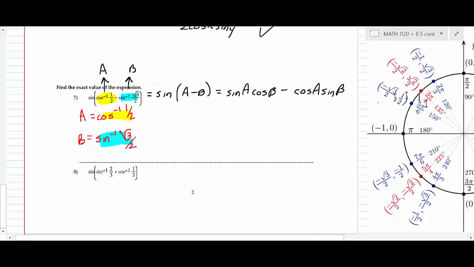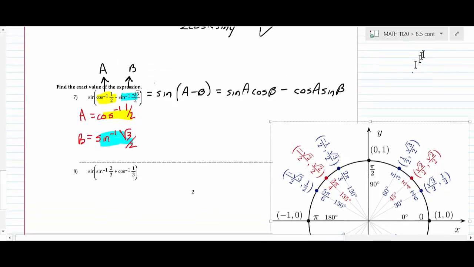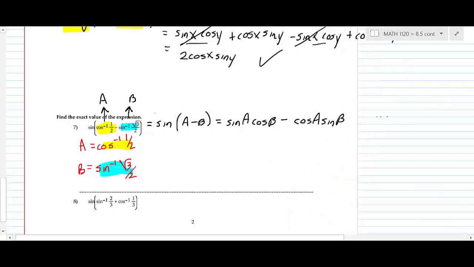Now this particular problem can be thought of with the unit circle, but you actually don't even have to do the unit circle. You can do it this way. So I'm just going to cut the unit circle and show you what we're going to do. If we have A equal to inverse cosine of a half, what that really means is that I have given you X and I have given you R. You don't even care what that angle is. It doesn't matter.